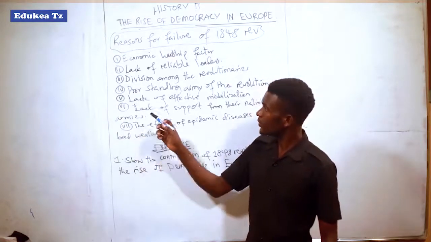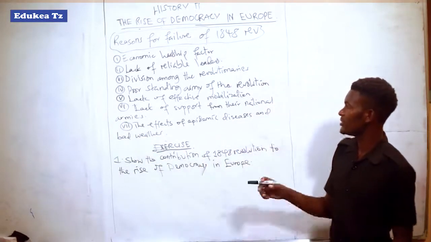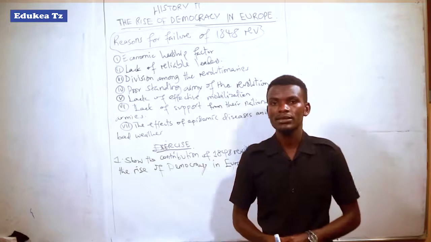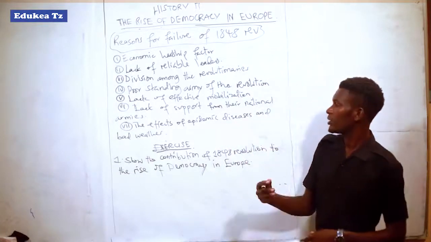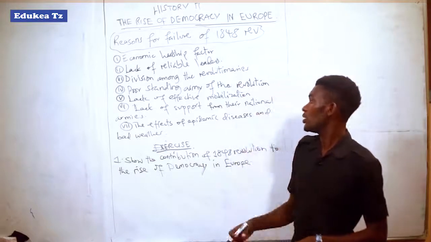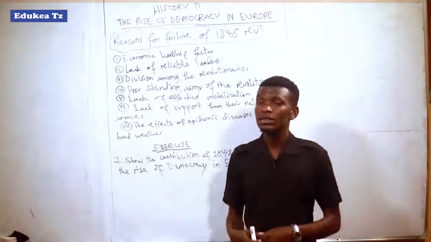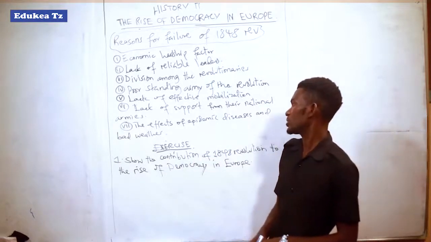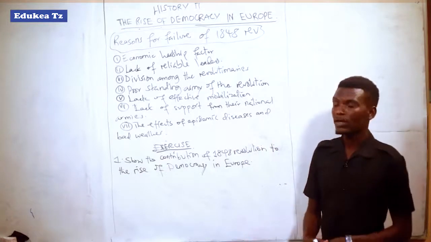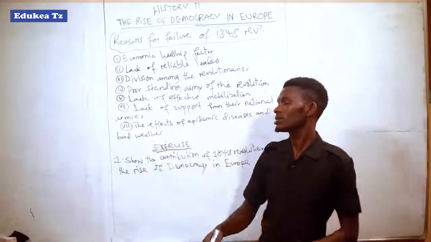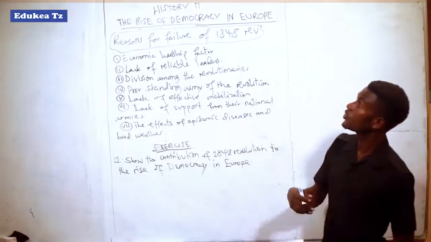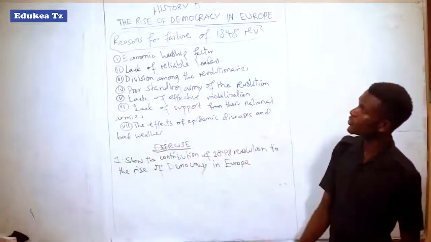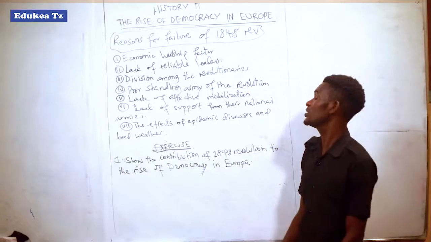And the last reason was the effect of epidemic diseases and bad weather. It means that the outbreak of epidemic diseases like cholera, malaria, and the plague greatly affected the revolutionaries in waging the revolutions in their nations. And bad weather, for example, rainfall and high temperature, could affect those revolutionaries and make them fail to conduct the revolutions in a good way or in a peaceful way. So these were the reasons for the failure of the 1848 revolutions.